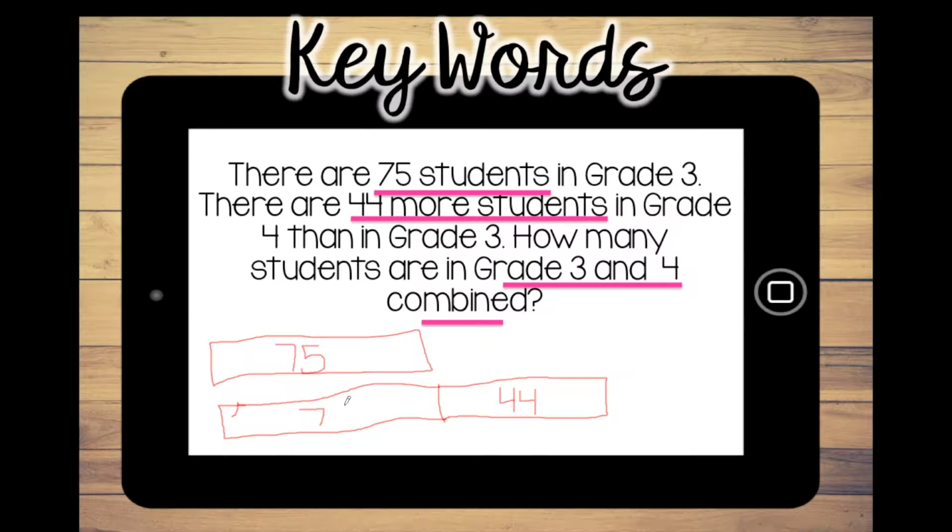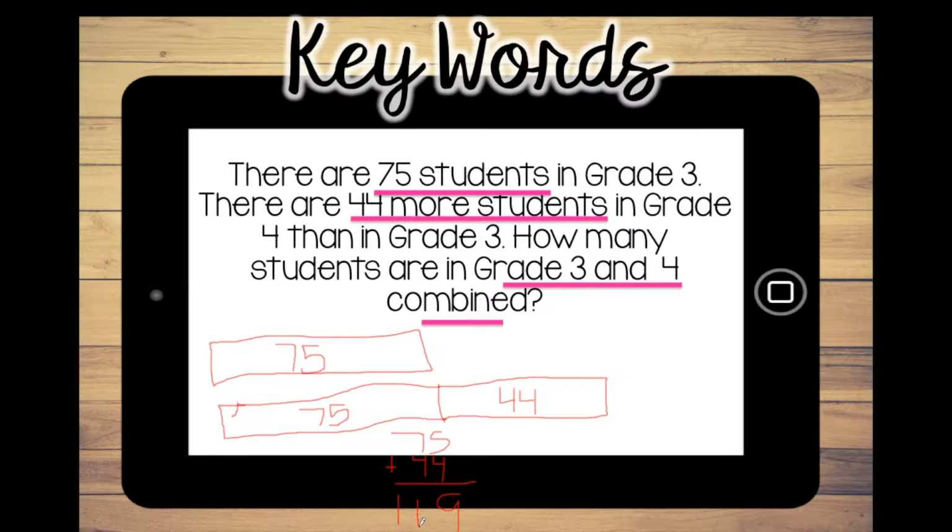And this tape diagram is going to tell us that we're going to add to find the answer. So we have grade 3 right here with 75. Then it says grade 4 has 44 more students. So we have the 75 plus 44 more. So we have 75 plus 44 is our first step. What we're going to do. So we have 5 plus 4 is 9. Then we have 7 plus 4, which is 11. So we get 119 students.